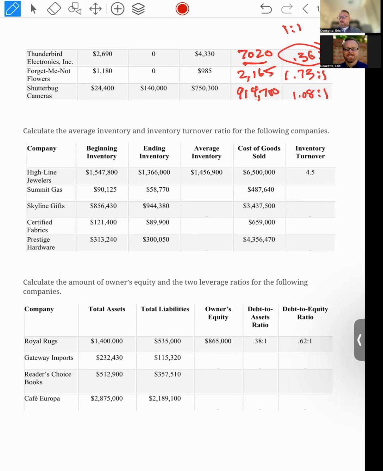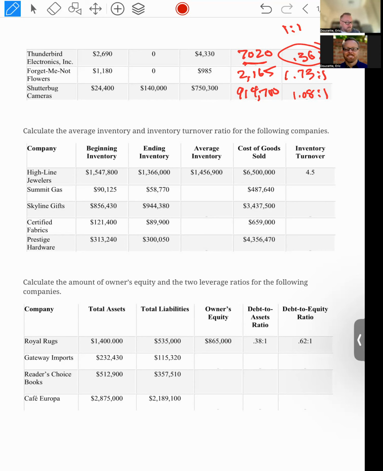So, all right, that is the first two. That is current assets, and that is quick assets. Now we're going to move into the next one, and the next one is inventory turnover. And this is a very important one for you to know. There is a formula for this.